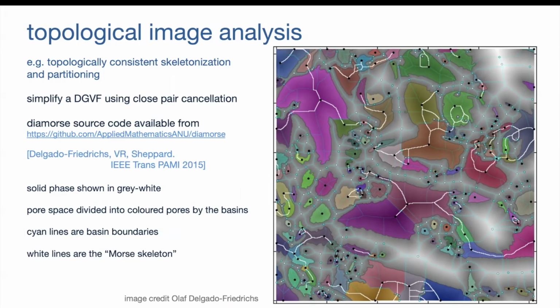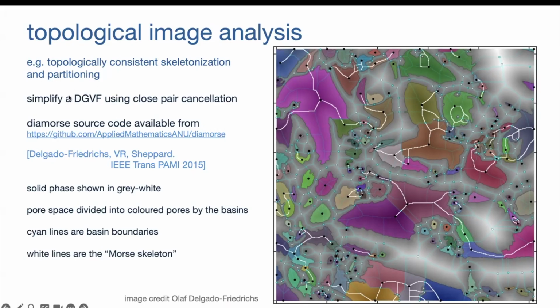Before this algorithm, people could construct partitioning of regions in digital images, and they could construct skeletons, but they could not guarantee that the skeleton was topologically dual to the partitioning. And so this topological point of view, using gradient vector fields, I think, gave us a very lovely solution to that problem.